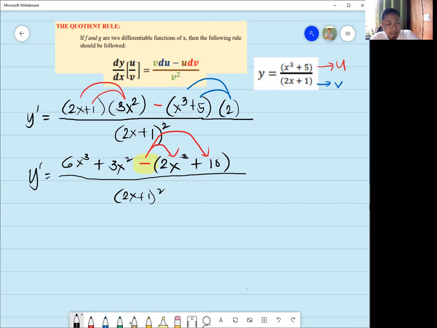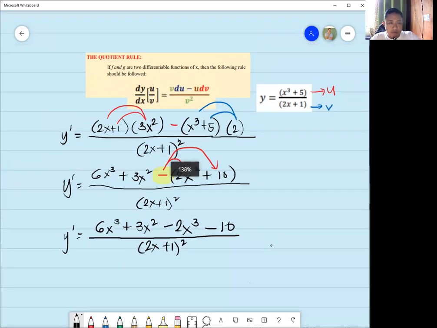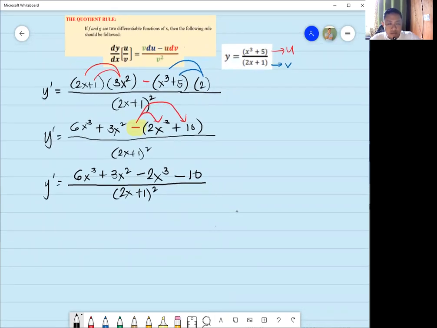So therefore, we will end up here with y prime will be equal to, copy the rest, 6x cubed plus 3x squared. Now, let's distribute. This will become negative times 2x cubed. That becomes negative 2x cubed. And then negative times 10, that's negative 10. Okay? Remember that. And finally, copy our denominator, which is 2x plus 1. Again, bandang huli na lang kayo mag-expand ng squared denominator. Kung hindi, sobrang haba ng sinusulat nyo dyan.